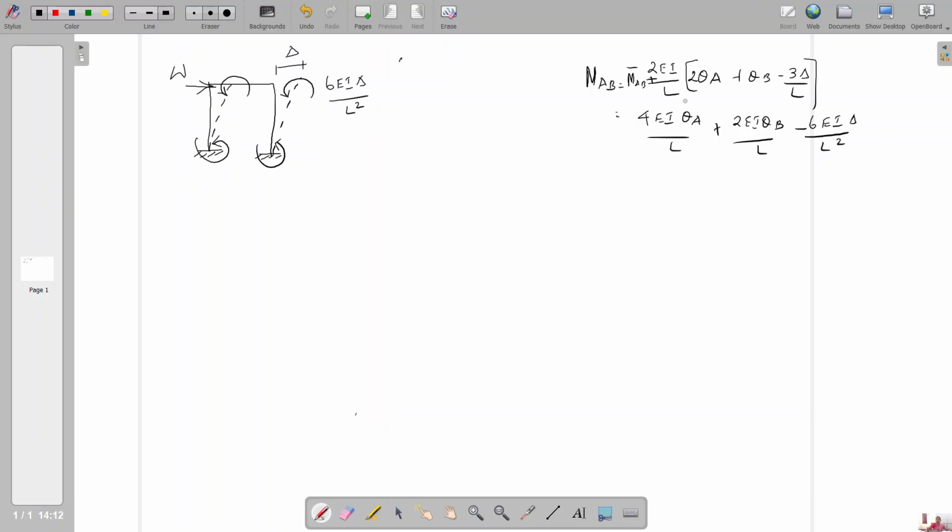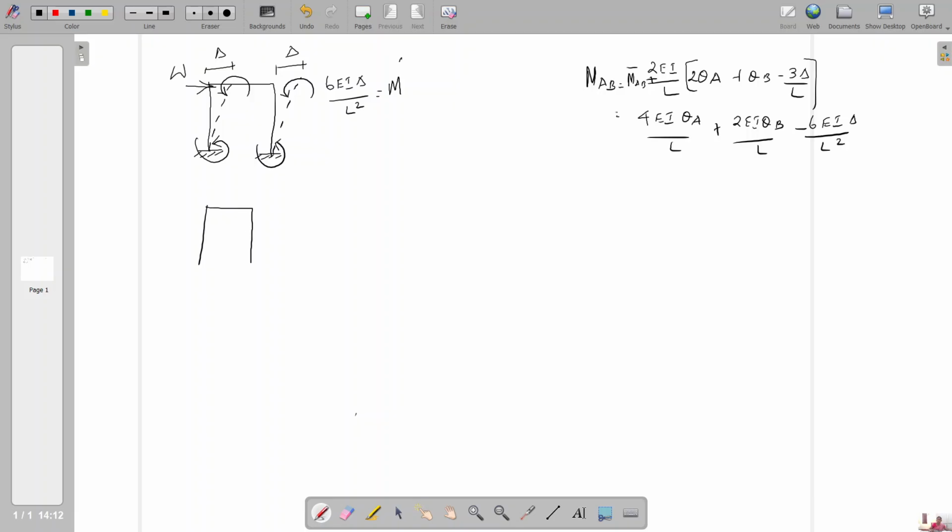So the moment occurs at A and half of the moment occurs at B, and this term is due to the settlement or deflection. So this term will come here because of this settlement delta. So the moment formula is to be taken as 6EI delta by L square.